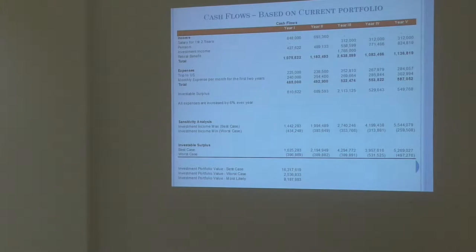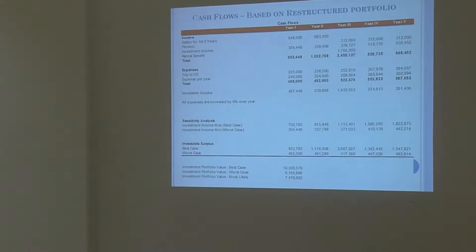Now you would argue, in the current situation, what is the investment surplus? Around 8 lakh 80,000. If I restructure the portfolio, my investment surplus is coming out to be 7 lakh 49,000. Now I am asking you a question: should we go for restructuring of his current portfolio, which reduces his investment surplus, or should we go with the current portfolio?